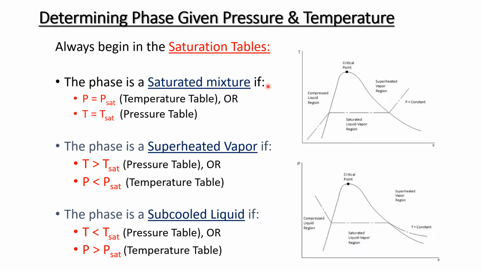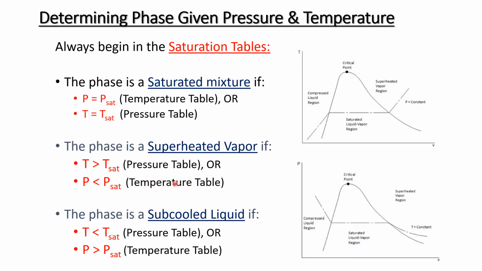All right. But what if neither of these is true? What if we look in the pressure table and we find that the substance's temperature is greater than the saturation temperature? Okay. In that case, it's a superheated vapor.